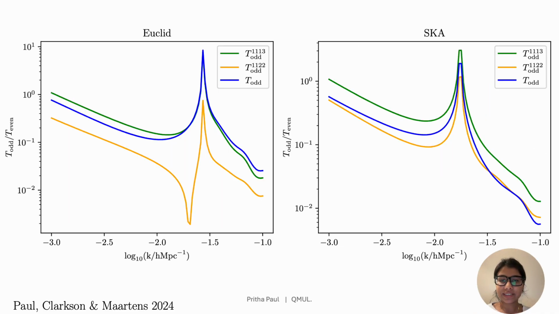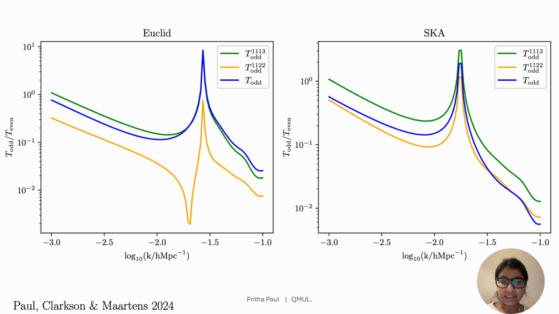Here we have some 1D plots. Both of these plots represent the ratio of the third order kernel, so T1113 and T1122, odd bit to the even trispectrum for a Euclid-like survey, which is on the left, and an SKA-like survey on the right, as a function of scale. Both of these plots are for flattened configuration. In this case, we see that changing the viewing angles for the Euclid plot compared to the SKA plot changes the cancellations that happen between the third order kernel and the second order kernel.